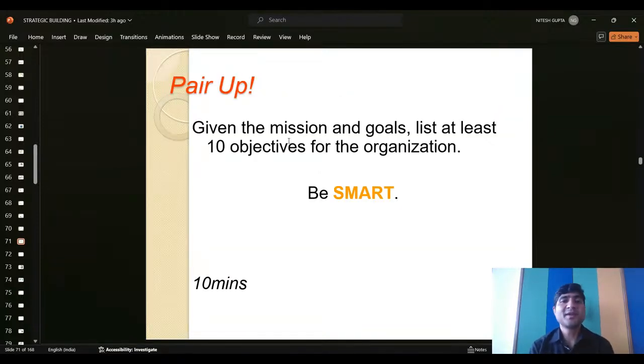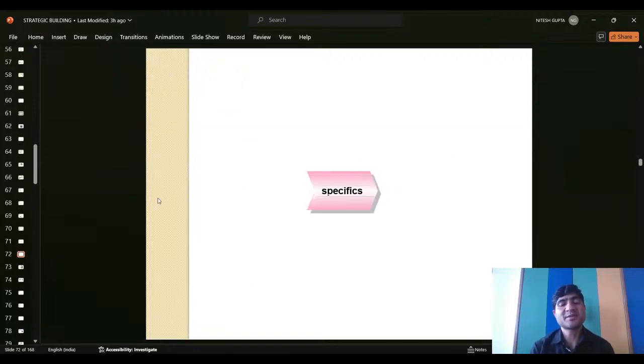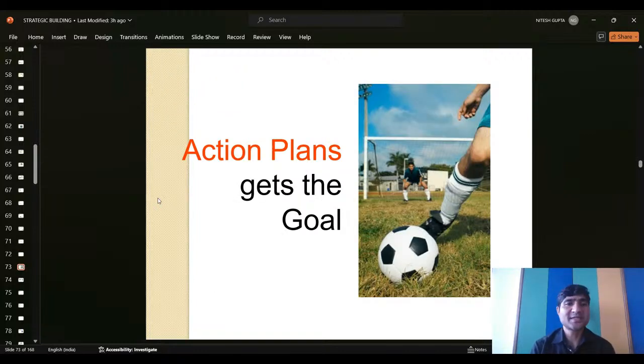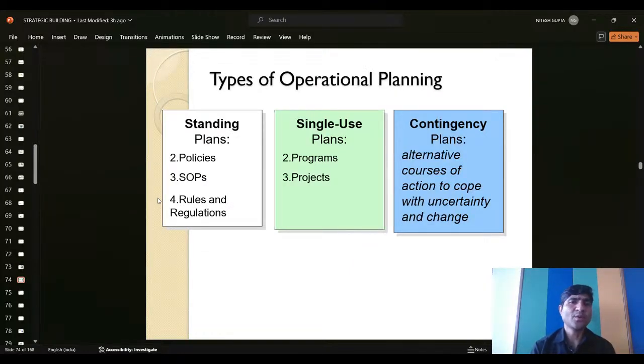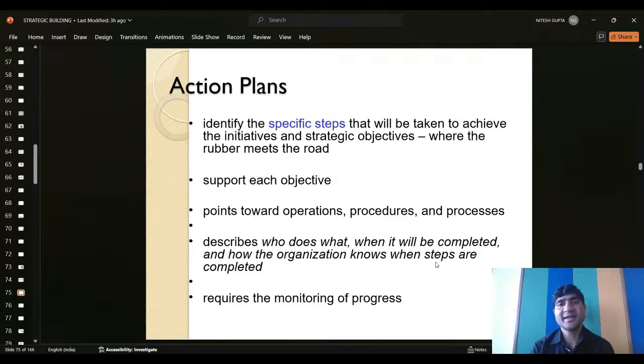So when you pair up, given the mission and goal, list at least 10 objectives for the organization. It is like be SMART. Then you focus on specific action plan, getting the goal. Now, types of organization planning are standing plan, single use plan, and contingency plan. Standing plan includes policies, SOPs, rules and regulations. Single use plan includes programs and projects. Contingency plan includes alternative courses of action to cope with uncertainty and change.